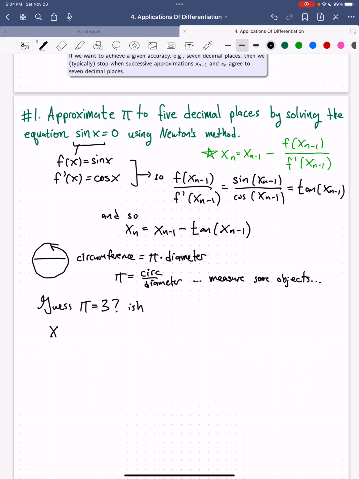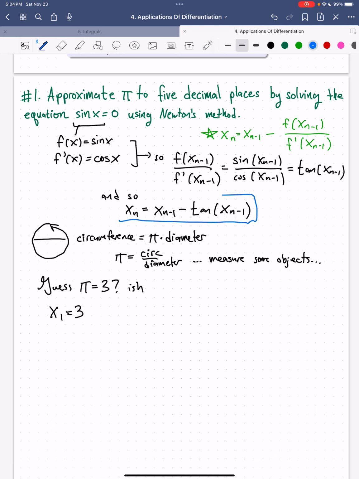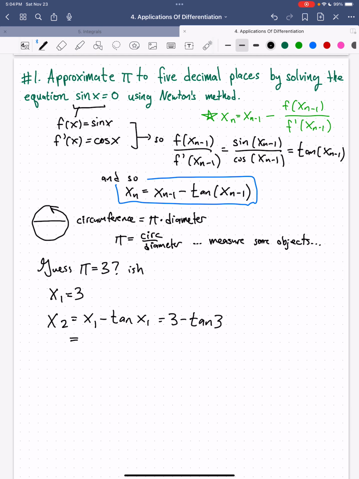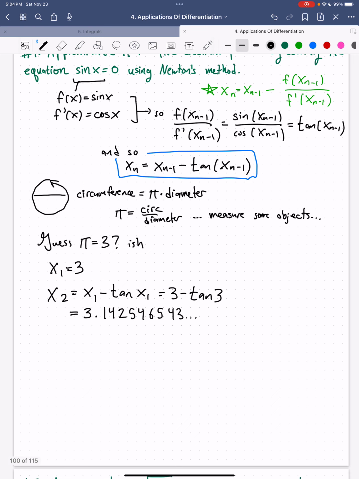So what we can say then is that our x1 is equal to 3. And now we can just apply our formula here. x2, by definition, is the guess before it minus tan at that guess before it. So that means here we'll have 3 minus tan of 3. And if we see what that is as a decimal, it gives us 3.142546543, and it continues. Okay, so that's our first guess. This does not agree with 3 for any decimal places, so we have to keep going.